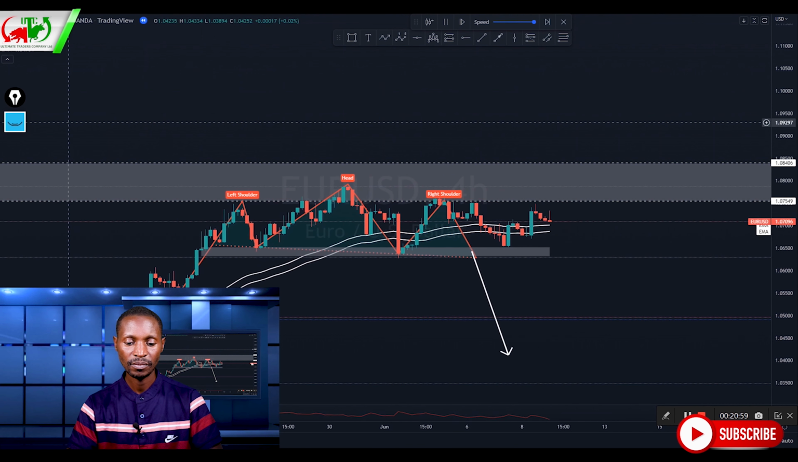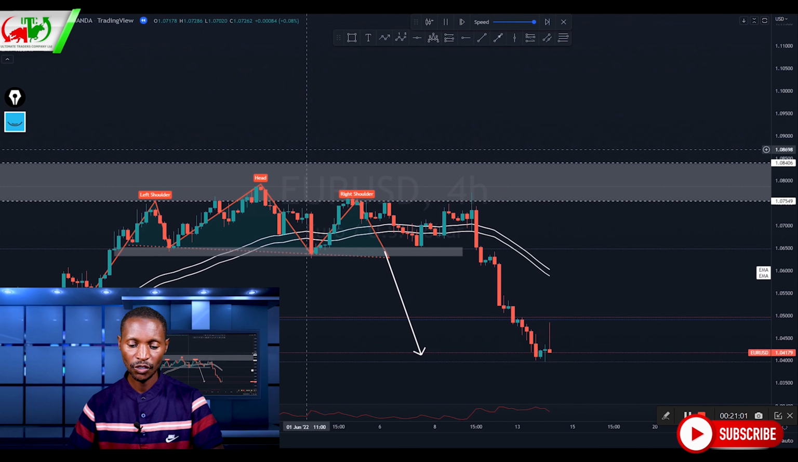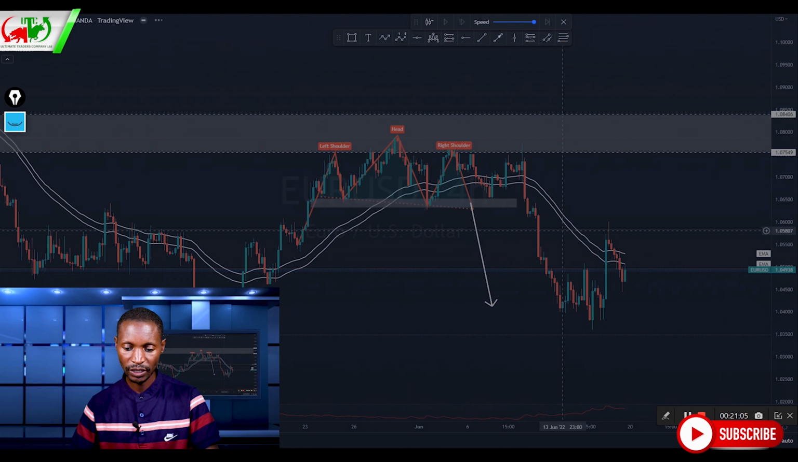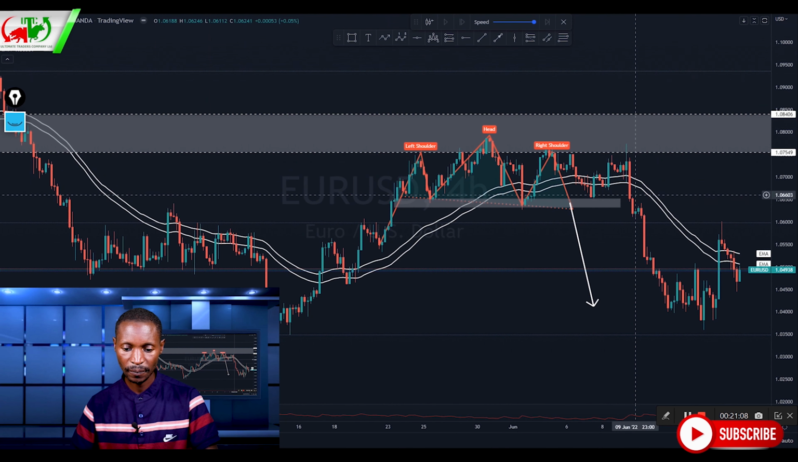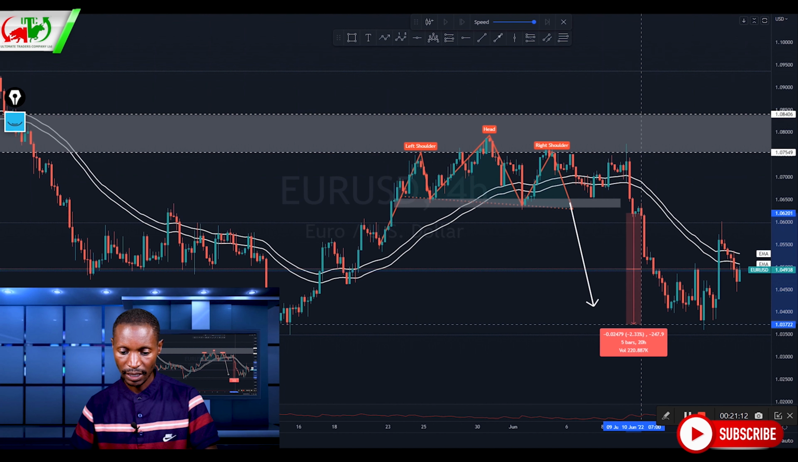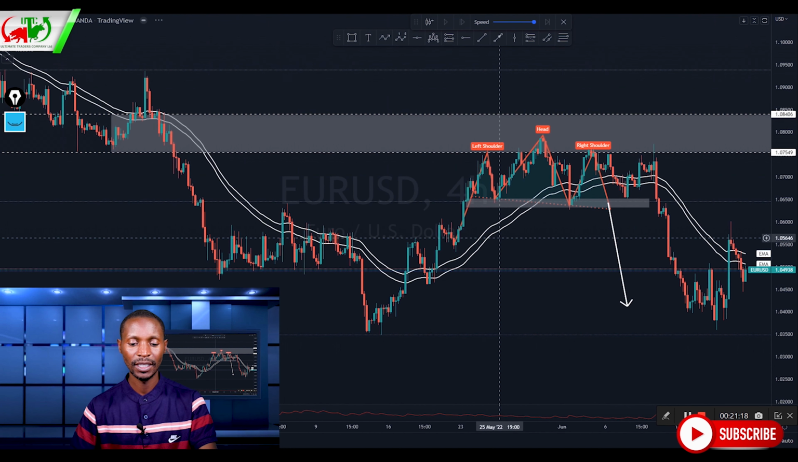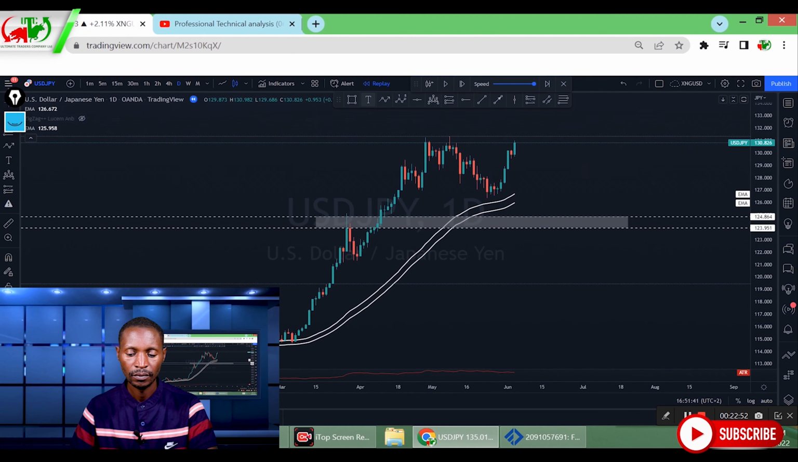As planned, you can clearly see that Euro USD has obeyed our technical analysis, and from this neckline it went down about another 250 pips. Now let's see USD Japan Yen.